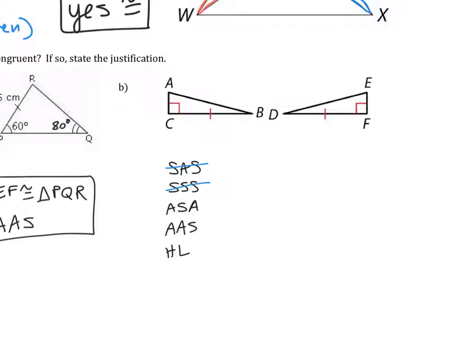So it's definitely not side, side, side. It's not angle, side, angle because I don't know anything about a second angle. It's not angle, angle, side, again, I don't know anything about a second angle. And it's not hypotenuse, leg because I don't know anything about the hypotenuse of either triangle. So since we've exhausted our entire list, we would have to conclude that they are not congruent. But it is important that you go through the list and see if maybe one of the ones that we've learned previously might work.